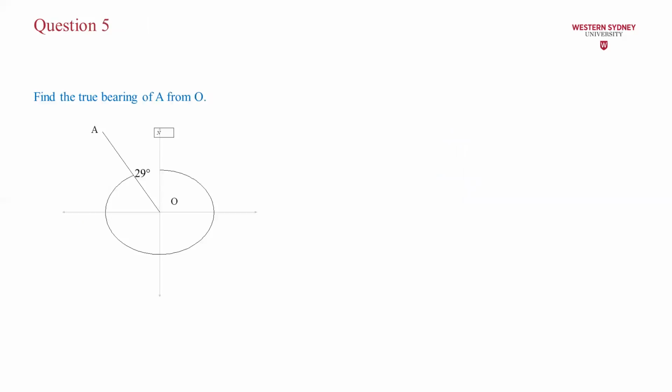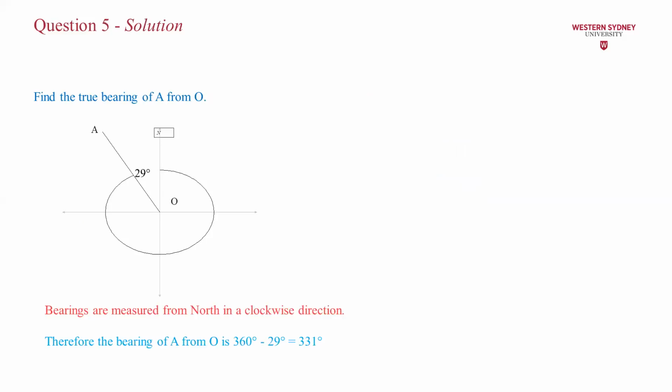Question 5. Find the true bearing of A from O. Pause the video now. Bearings are measured from north in a clockwise direction. All the way around is 360 degrees, and we've got 29 that we're not using. So do 360 minus 29, and our bearing is 331 degrees true.